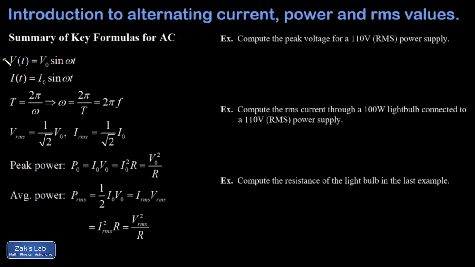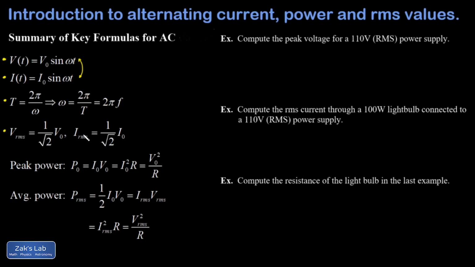First in my list is just the voltage as a function of time for AC voltage. Then current as a function of time through a resistor that's experiencing an AC voltage, and this is in phase with the voltage. In other words, they have the exact same trig function. Then I relate that coefficient of little t to the period and the frequency of oscillations for the voltage with these standard formulas.